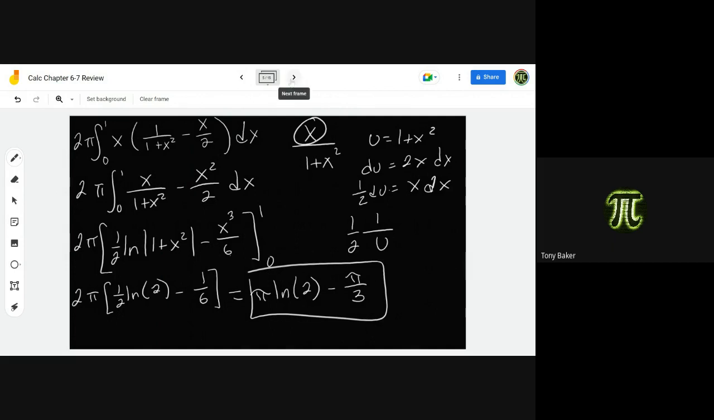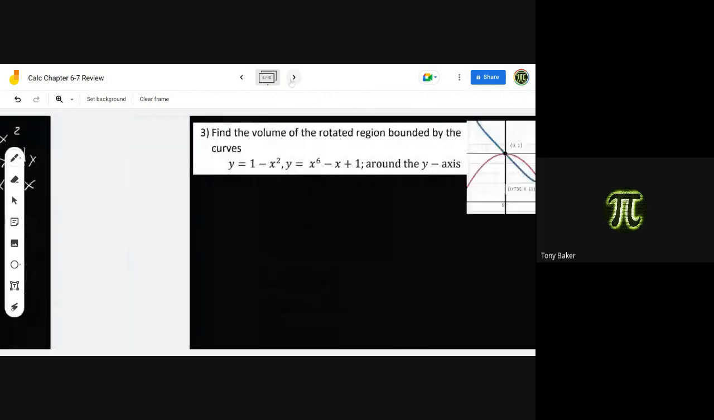All right. We're going to skip number 3 for right now, just because I know I'm going to need time to go through 4 through 10, and 3 is very similar to this one. So if I get time at the end, I'll come back and do question 3.